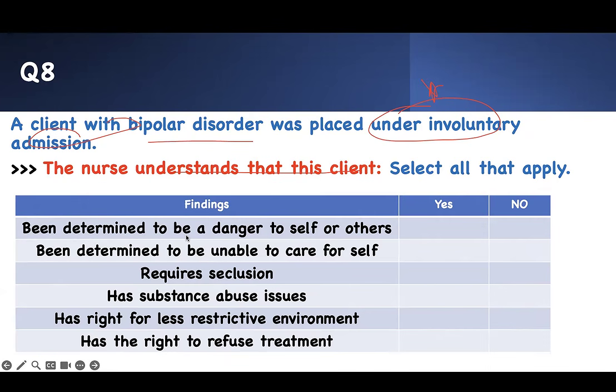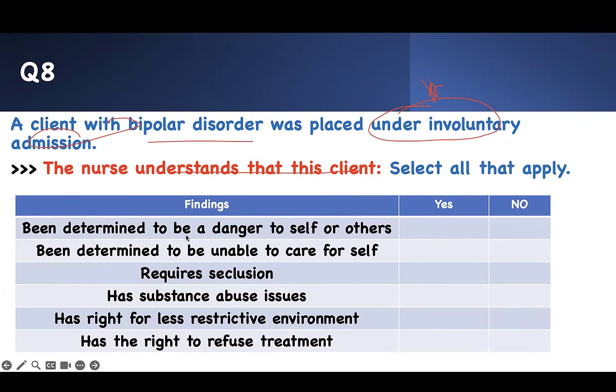Next, you understand that this client has been determined to be a danger to self or others. That's why we place them in involuntary admission. Being determined to be unable to care for themselves: is that consistent with involuntary admission? Requires seclusion. Is that consistent with that? A substance abuse issue. Is that consistent with involuntary admission?